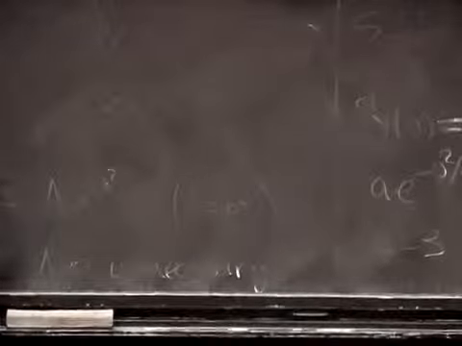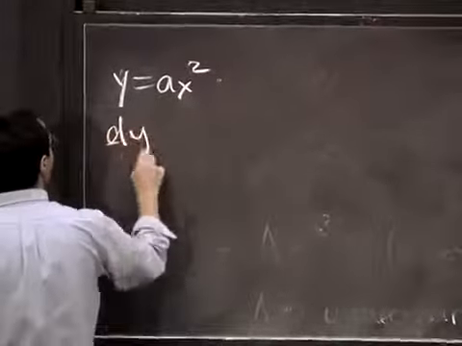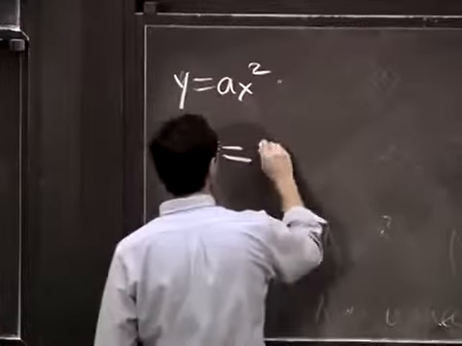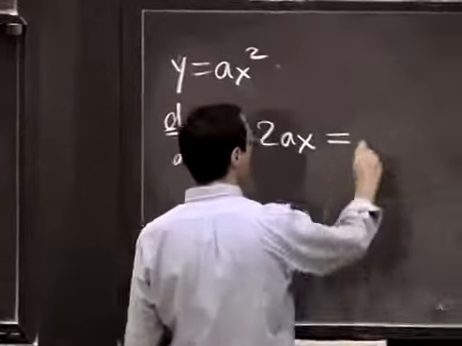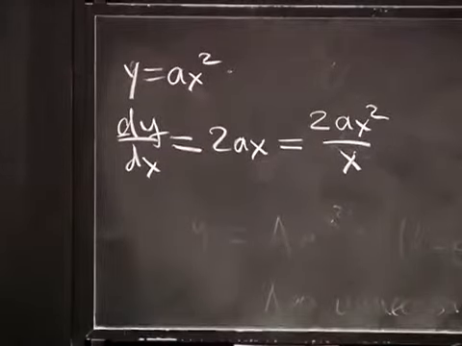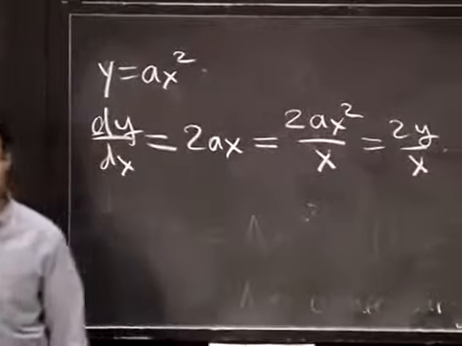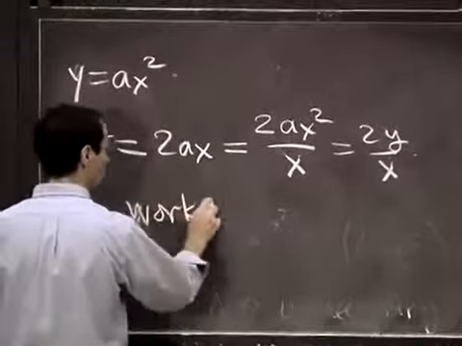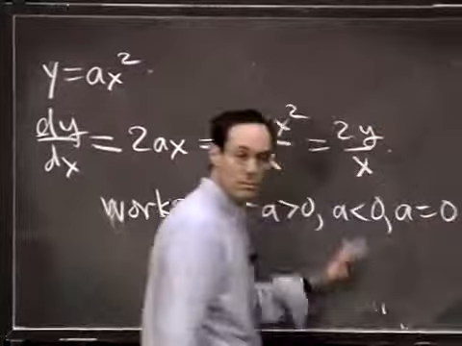In this case, we have y equals a x squared, and we want to compute dy/dx to make sure that it satisfies the equation that I started out with. And what I see here is that this is 2ax. And now I'm going to write this in a suggestive way. I'm going to write it as 2ax squared divided by x. And sure enough, this is 2y divided by x. Now, it does not matter whether it works for a positive, a negative, a equals 0. It's okay.